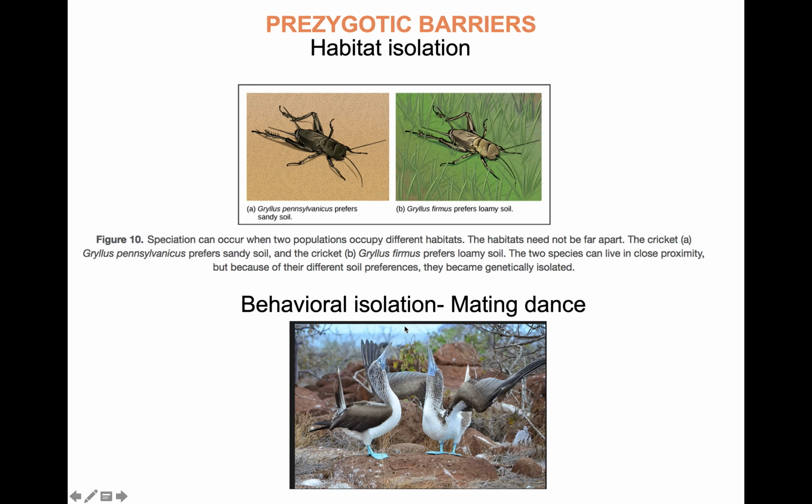Behavioral isolation is another pre-zygotic barrier. Now, let's say you have different types of birds, and the male has to have a certain dance, and if certain males don't have the proper dance, then the female won't mate with them. So behavioral isolation could be a barrier to mating.